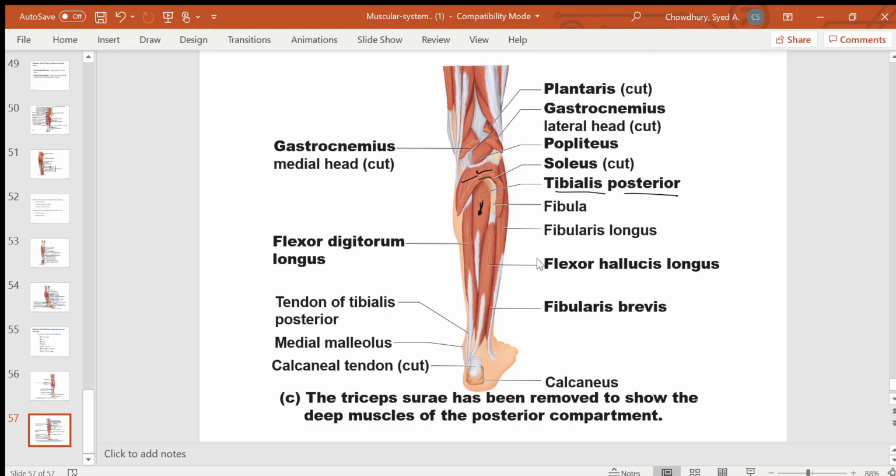And another muscle, of course, flexor hallucis longus. This muscle goes to the hallux, that means the big toe, from the bottom, and flexor digitorum longus will go to the toes, all the toes. Okay, so flexor digitorum longus and flexor hallucis longus. So the back of the leg muscles are flexors, and the front of the leg muscles are extensors of the digits, that means of the toes. Okay, so those are the muscles of your leg.